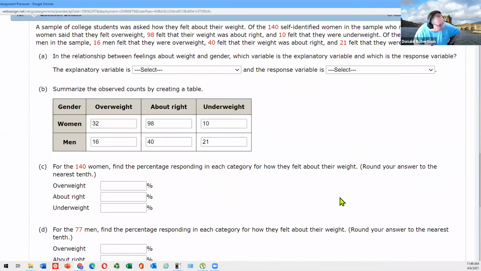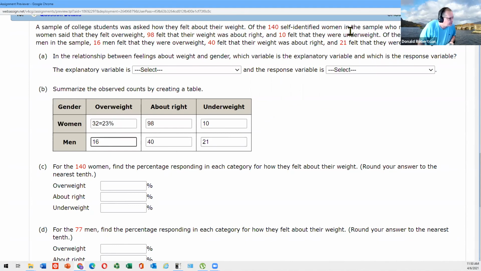Here's my first observation. Look at the overweight women and men. Let's figure out what that looks like as a percentage. If I add that up, that's 120, 130, 140. So 32 divided by 140, with very rough rounding, is roughly 23%. So 23% of self-identified women.